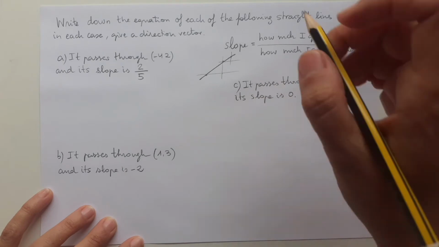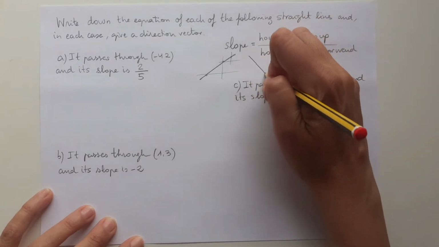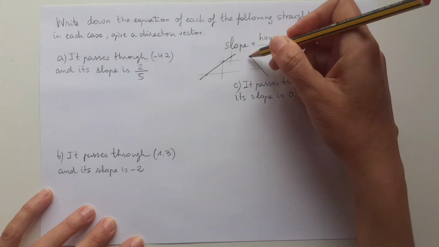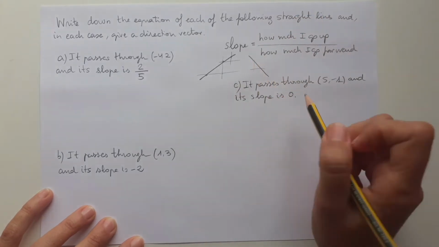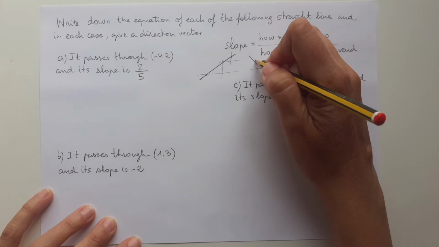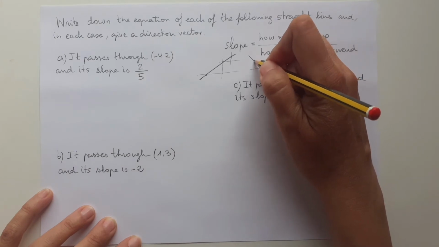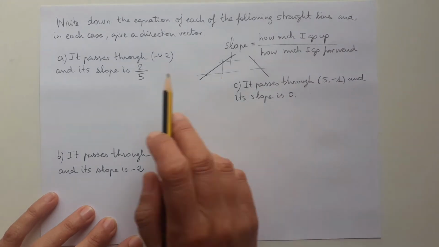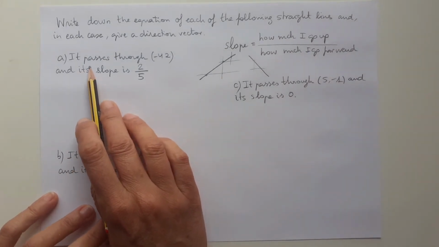Remember, I forgot, that when the line goes down like this, the slope would be negative, because we consider that how much I go up, since we go downward, is negative. Okay, let's work on this line.